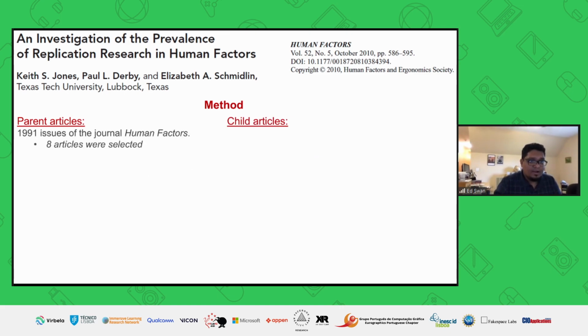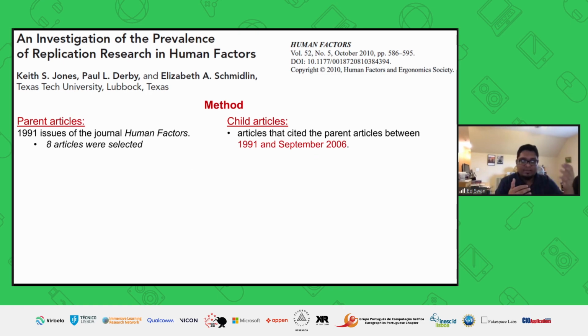For the parent articles, they considered the 1991 issue of the Journal of Human Factors and selected 8 articles as parent articles. For the child articles, they considered the articles that cited the parent articles between 1991 and September 2006. Those are the child articles. So these are the two things, parent article and child article, and the papers which cited the parent article they consider as child articles.